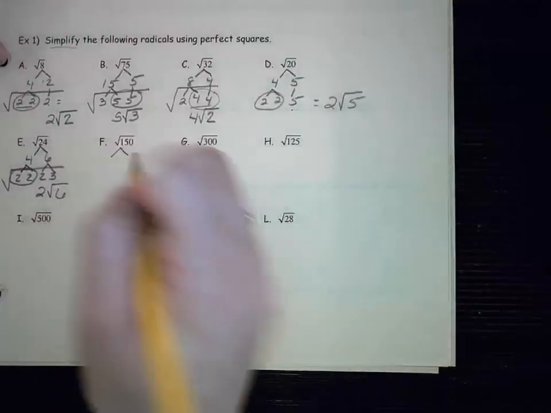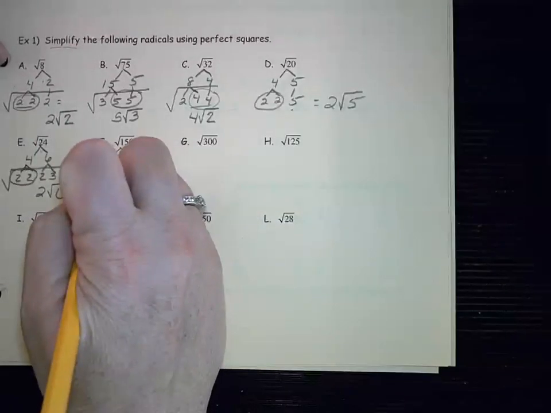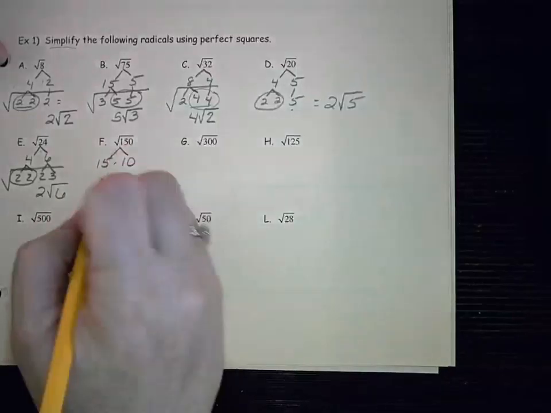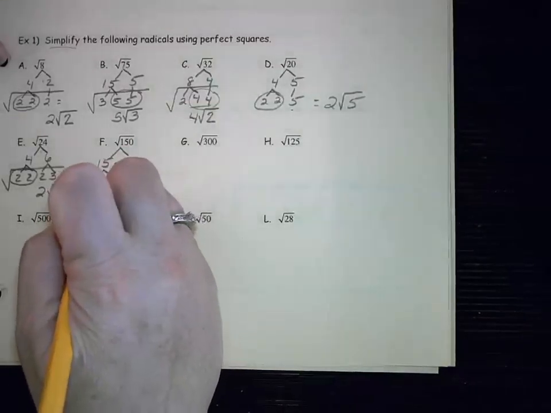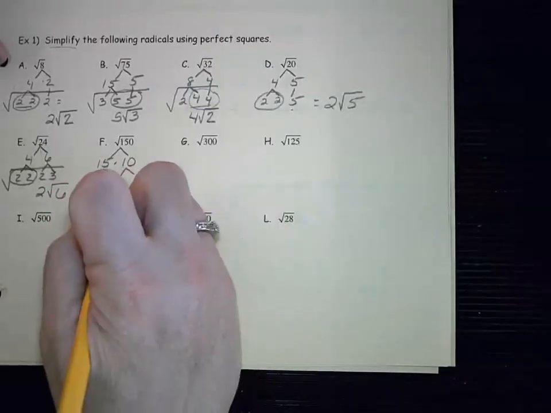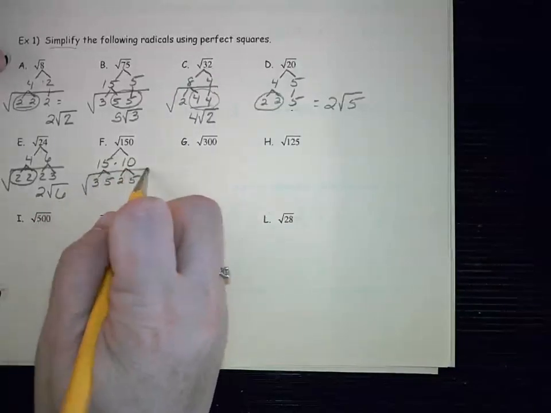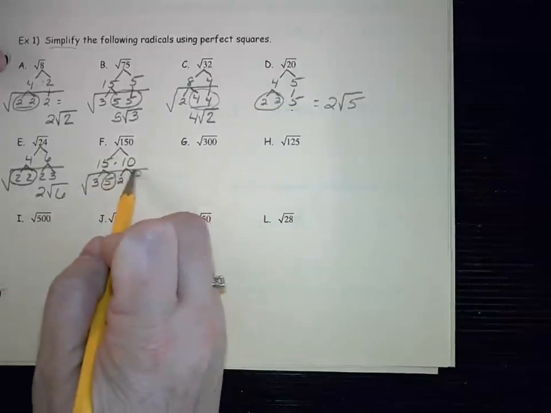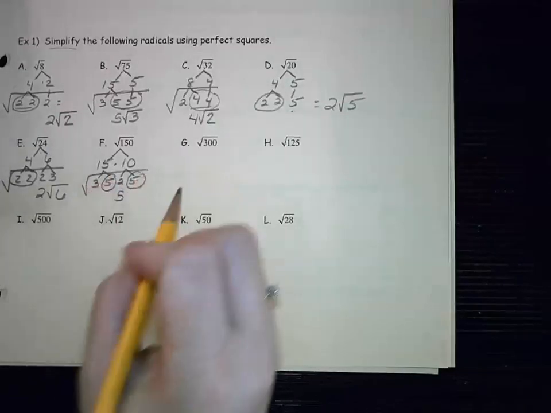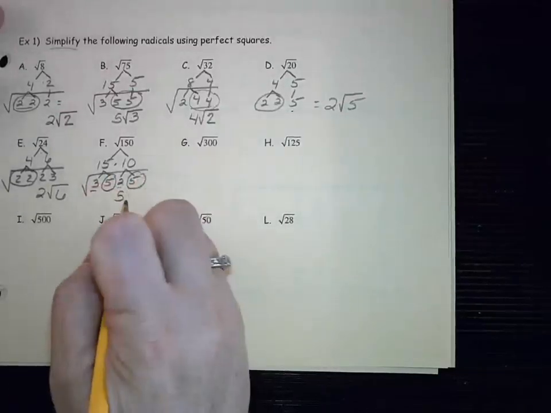Letter F, 150. I'm going to break down into a 15 times 10. The 15 will become a 3 times 5. The 10 will become a 2 times 5. You have a pair of 5s right here. So you end up with 5 on the outside. 2 times 3 is 6.